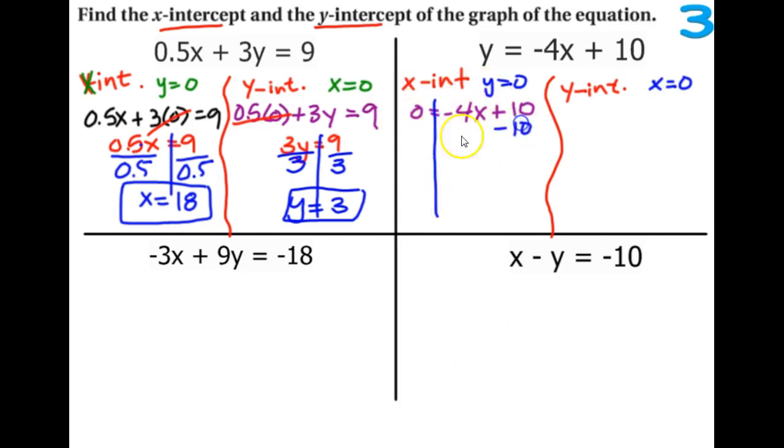Get rid of your addition or subtraction first. I'm going to subtract 10. 0 minus 10 is negative 10, and we have negative 4x. And then last, the opposite of multiply is divide. So divide by negative 4. Two negatives make a positive. If you plug that in your calculator, you should get 2.5.